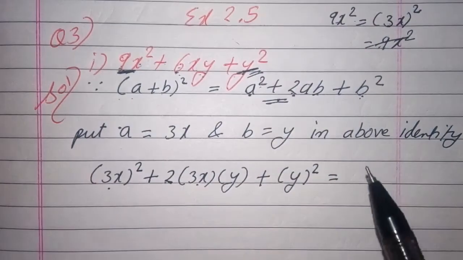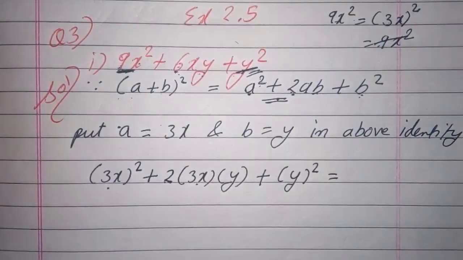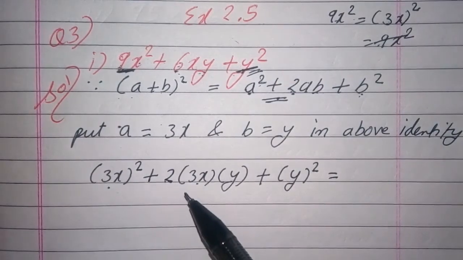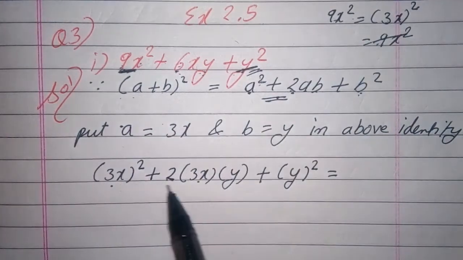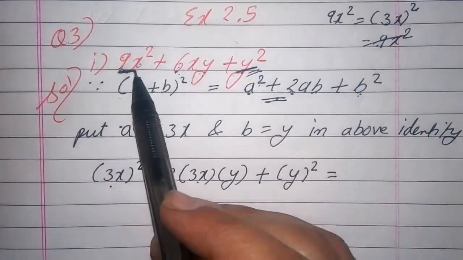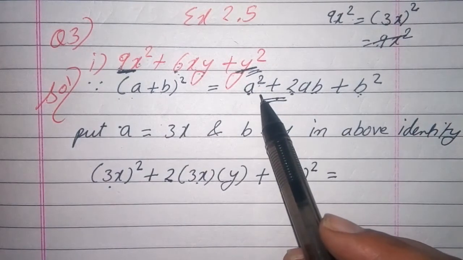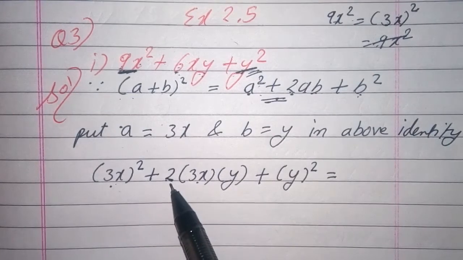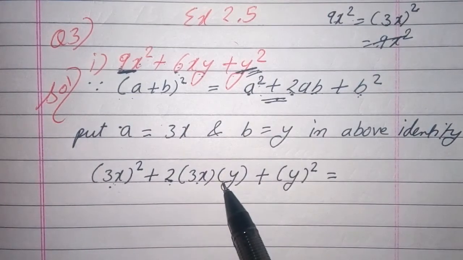You have to write it in this sequence, but if I teach you how to convert it, it will be explained better and be clearer. So first we make the given polynomial like the right hand side of the identity, which is (3x) square plus 2 into 3x into y plus y square, where a is 3x and b is y.